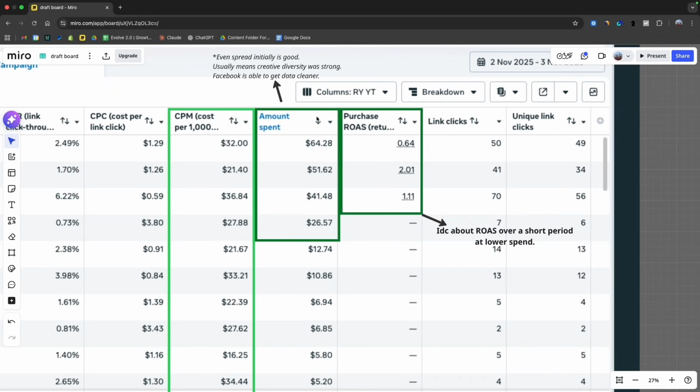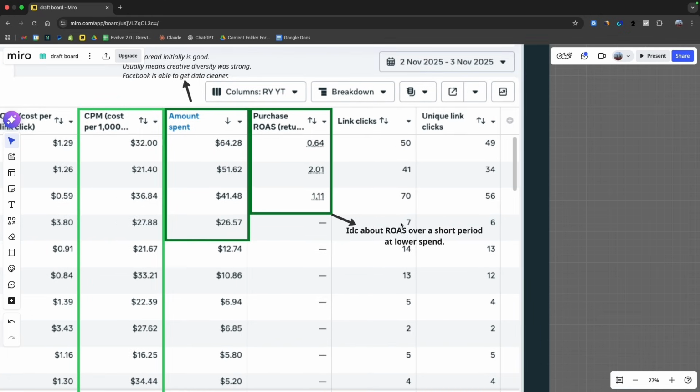Because if you guys are launching and one ad's taken all of the spend and none of them are really spending at all, chances are the creative diversity you had, especially on a fresh ad account, is just not good enough.